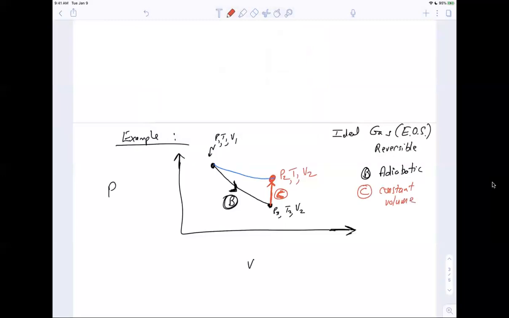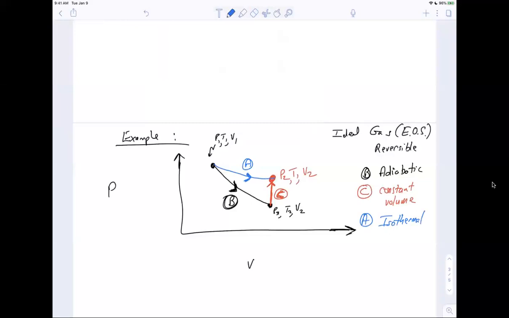Okay. And then finally, the blue, which I'm going to label path A, is going to go also in this direction. Okay. A is going to be isothermal. Why? Because it goes from T1 to T1.